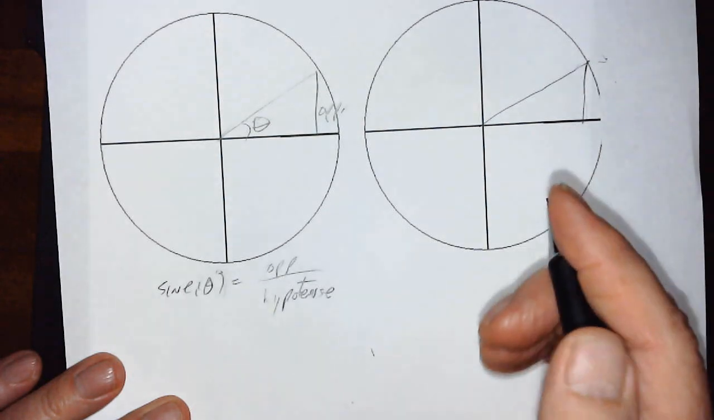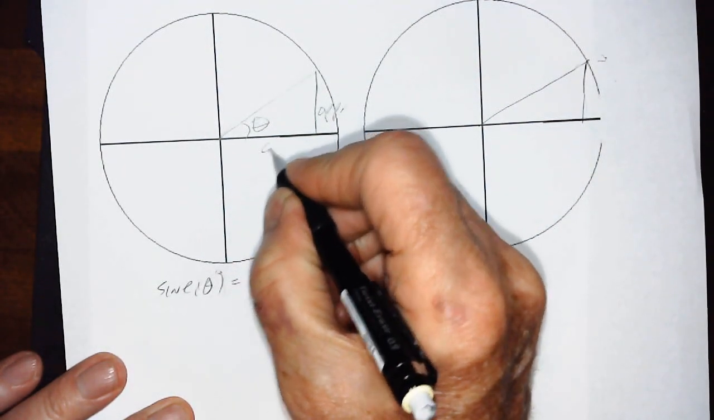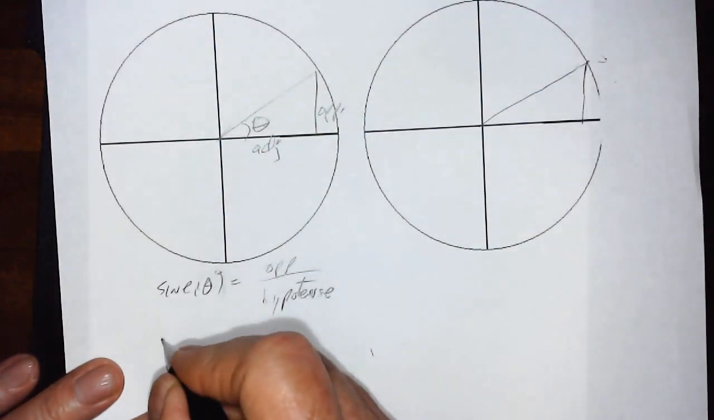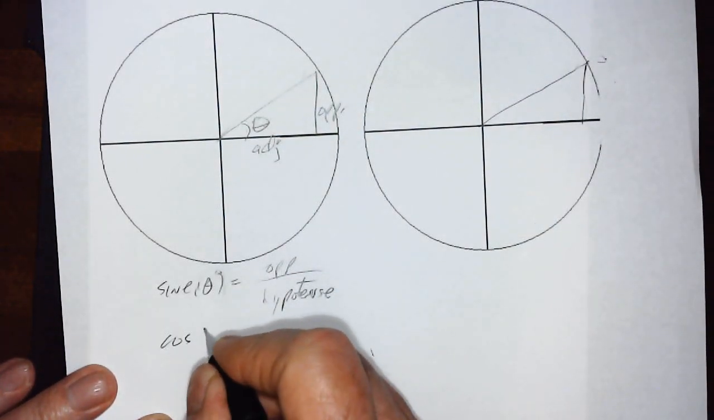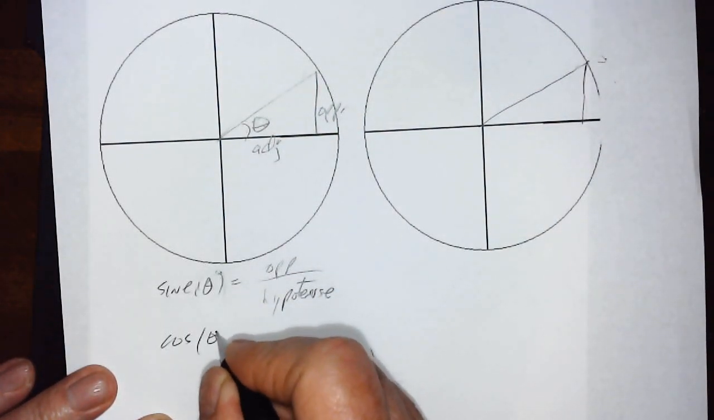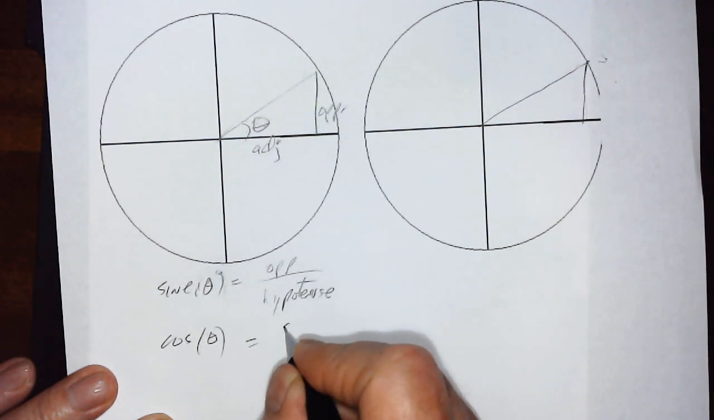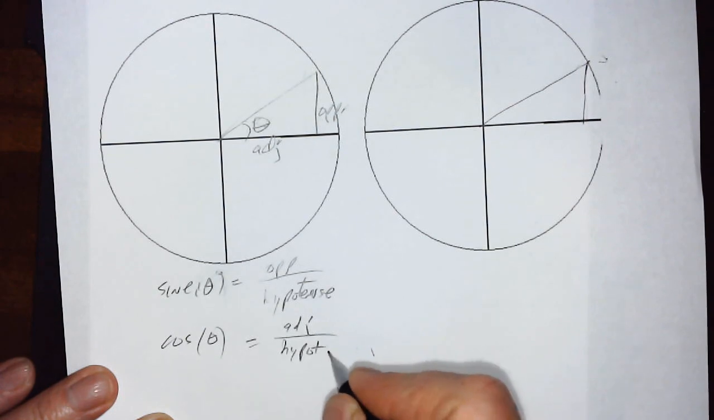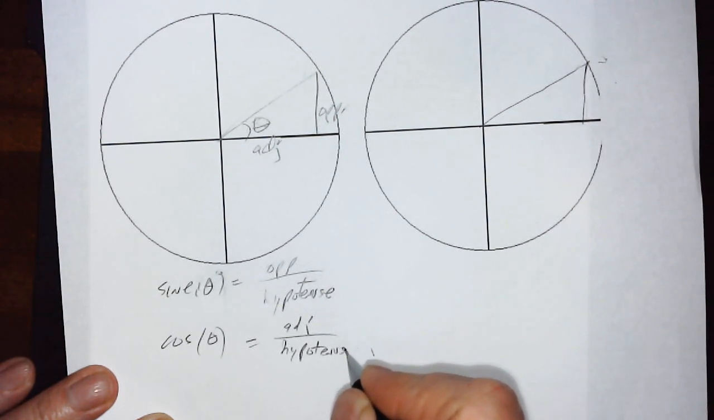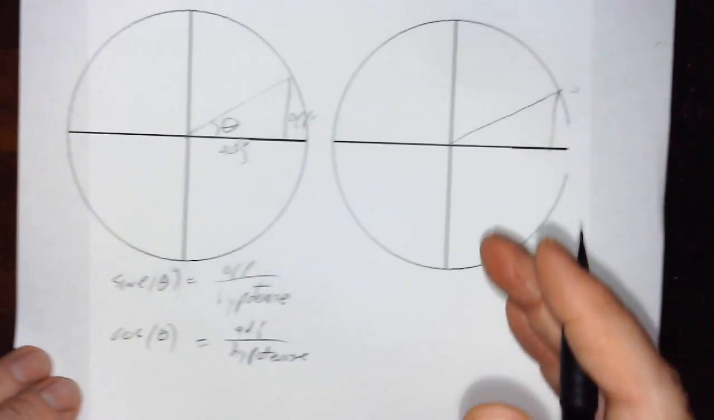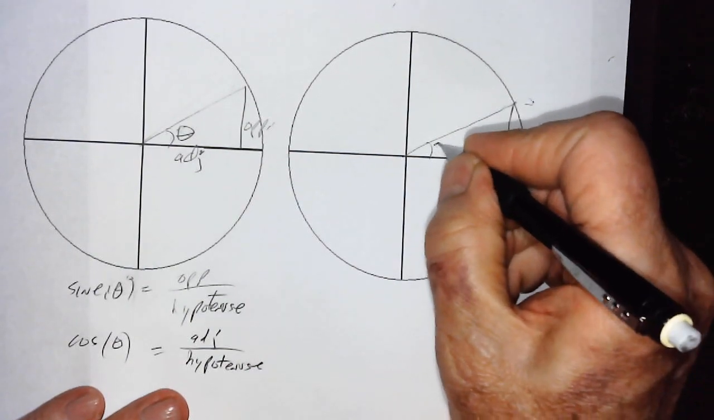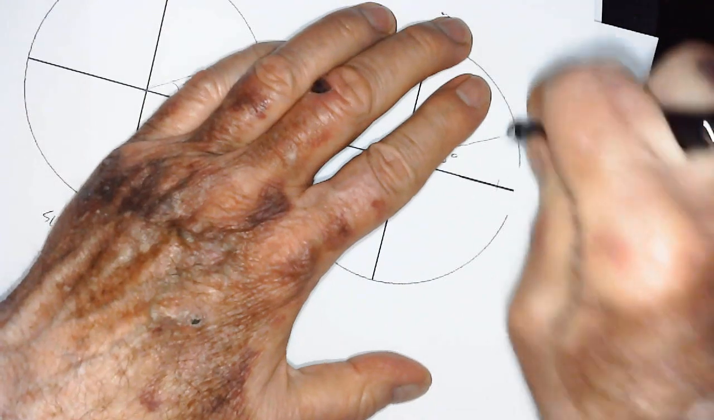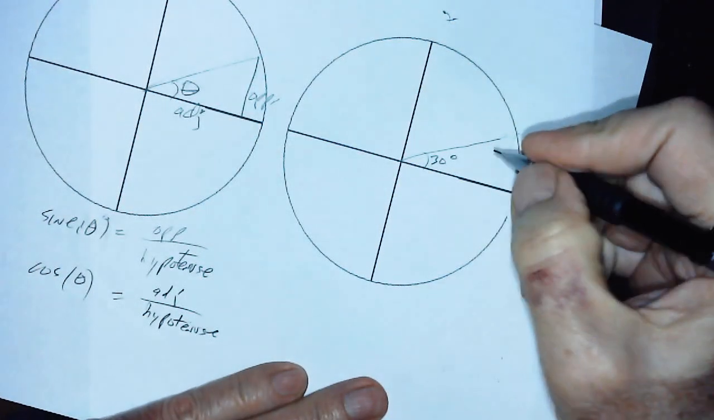And the cosine of theta, of the angle, is the ratio of the length of the adjacent side divided by the length of the hypotenuse. Now I can call this 30 degrees. You can in fact look it up on your calculator to check this.